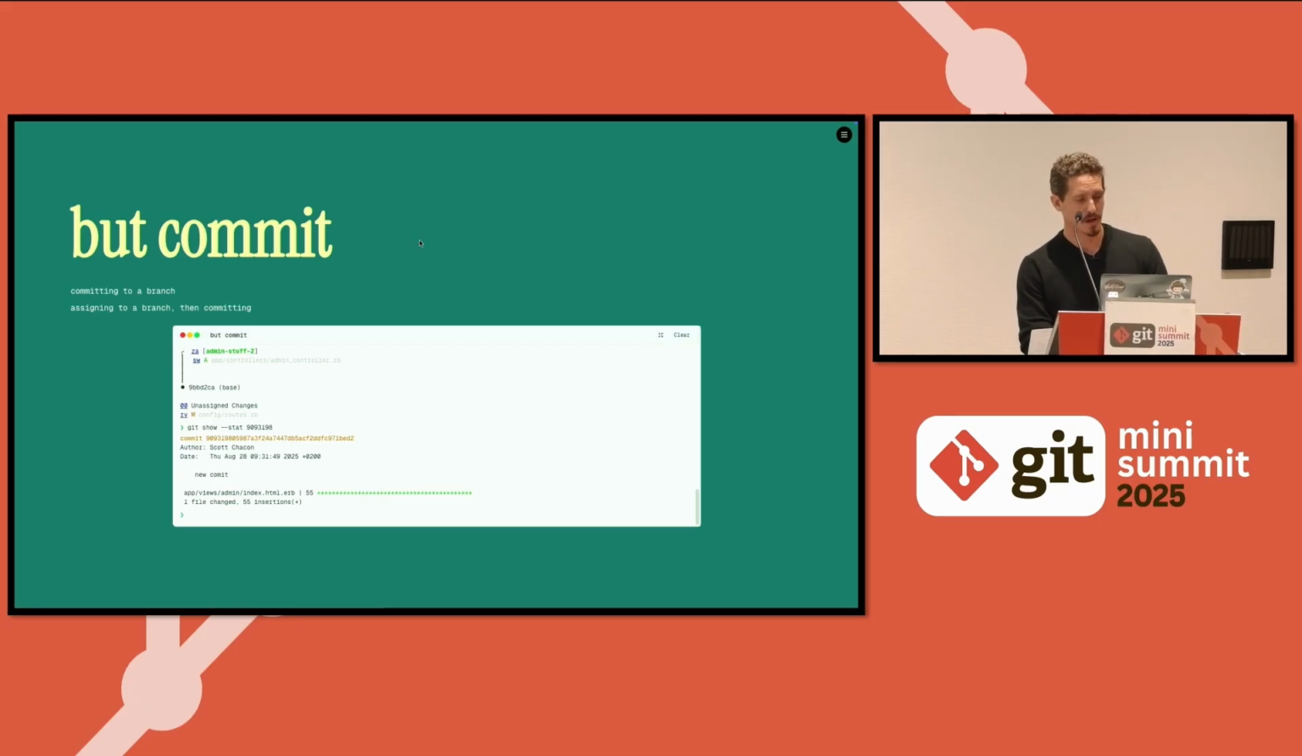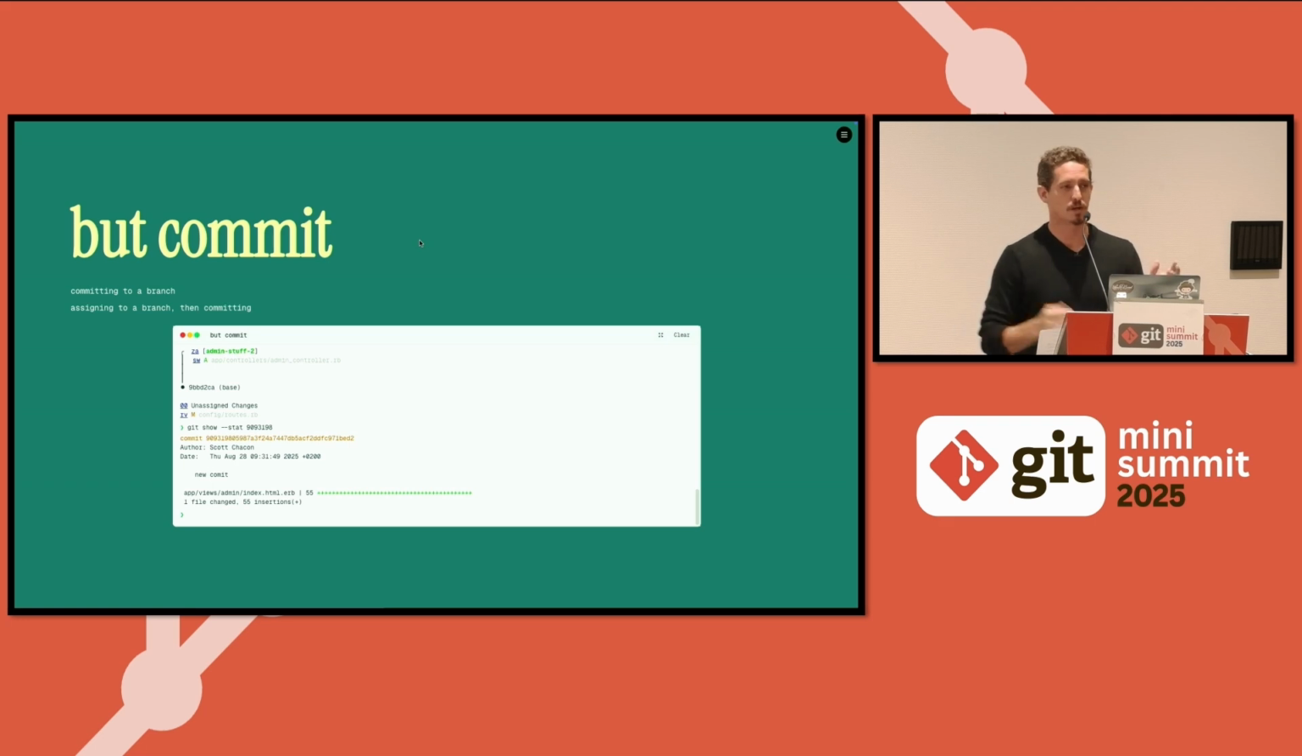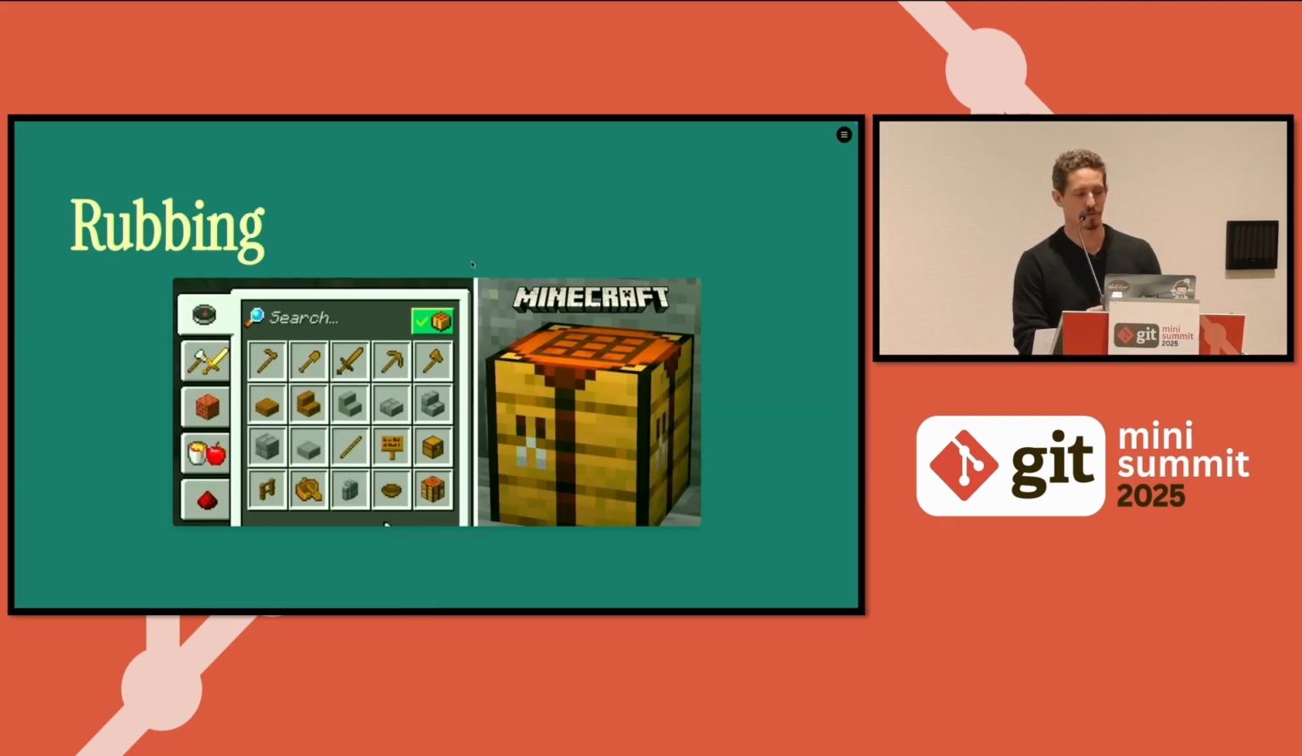But yeah, so I can assign to branches, or I can just say but commit, and it will do everything that's unassigned and whatever the target is. So I can say which branch I want to commit new stuff to.